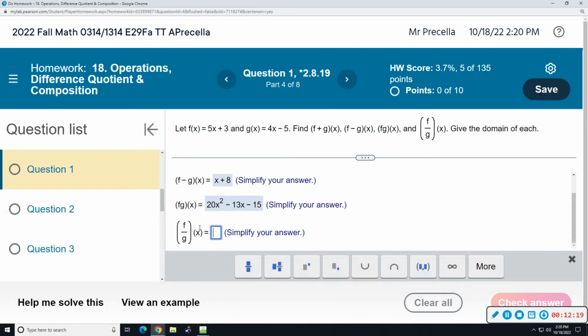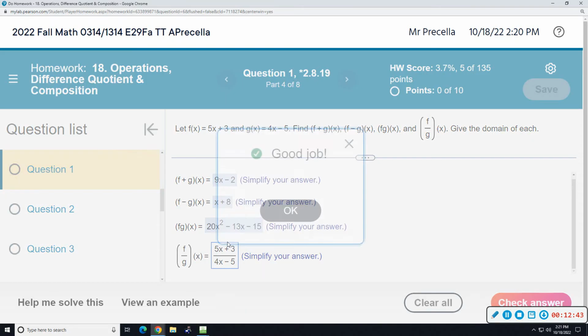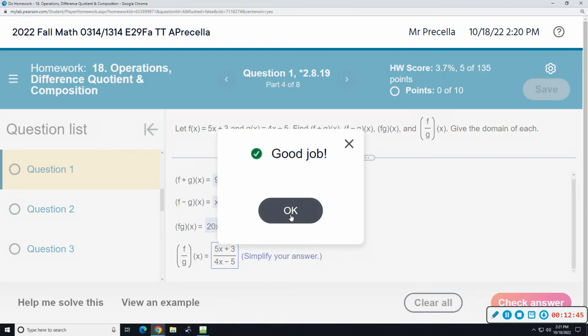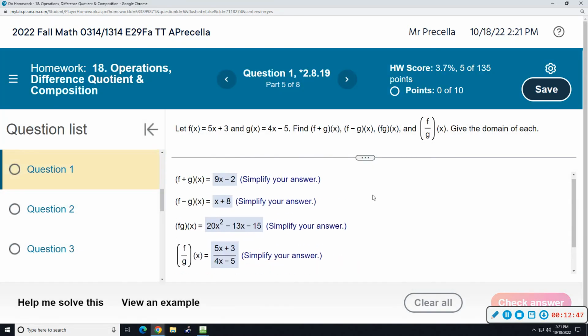Okay, y'all tell me, for f divided by g, what am I going to do first? Fraction. Okay, use the fraction bar from the hot button. 5x plus 3. Okay. And do right arrow for 4x minus 5. I just click down there, but right arrow would do it, or down arrow. Any questions there?